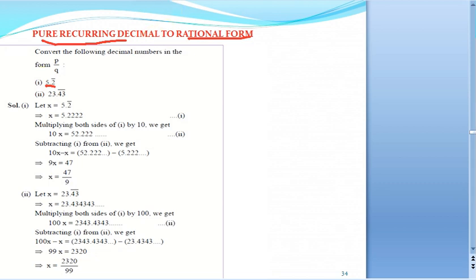Here, let me consider the number to be x. So let x is equal to 5.2 bar, which is given to me. So x is equal to 5.2 bar means 2, 2, 2, it will keep on repeating like this. I will consider it as my first step. Now see here, I will multiply this x equal to 5.222 and so on with 10 on both sides. When I multiply a given equation with the same number on both sides, it won't change its value. So x, when I multiply with 10, will become 10x.